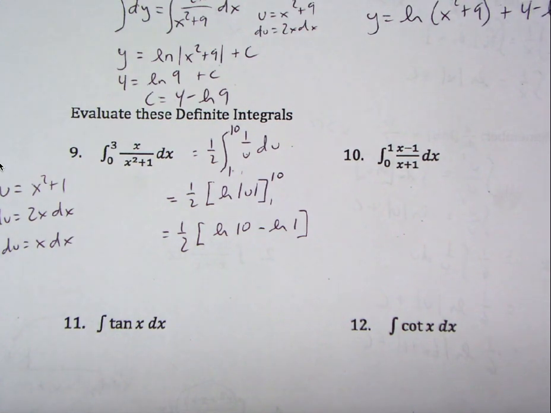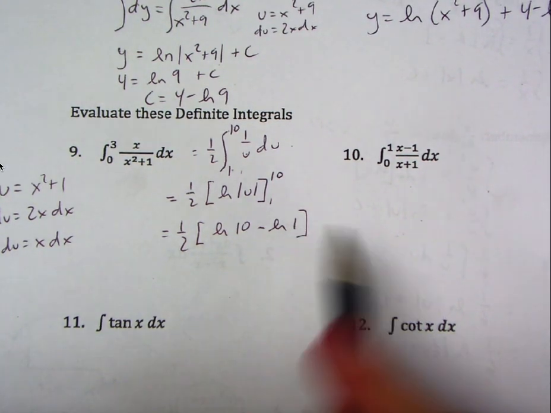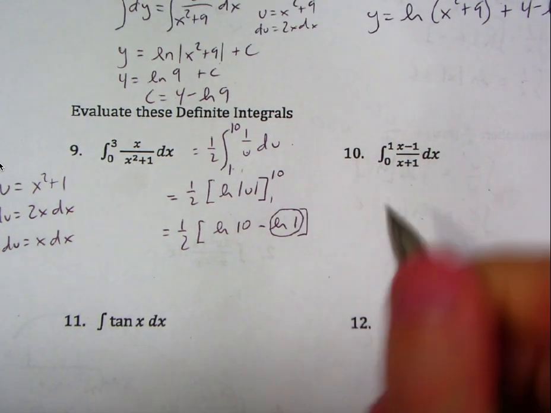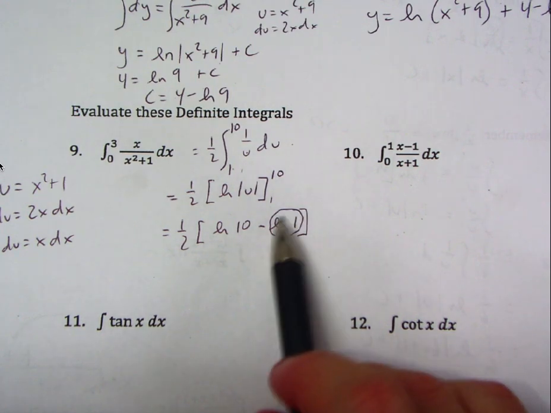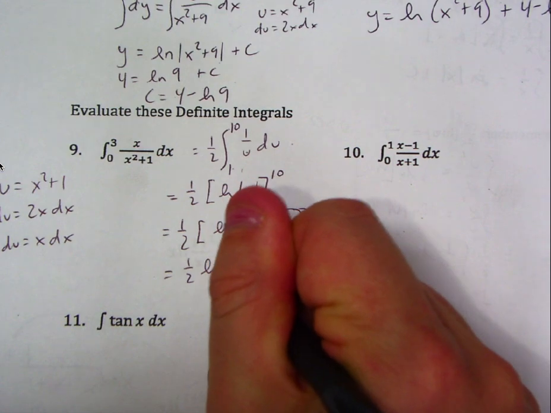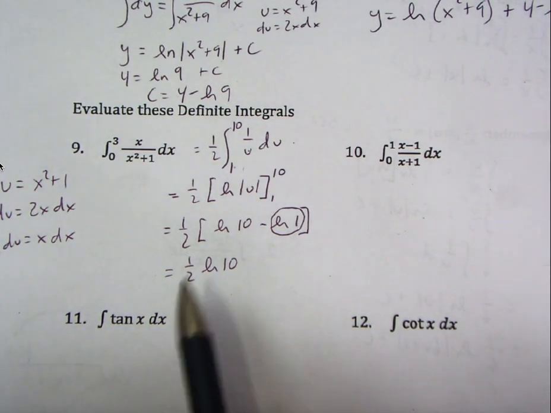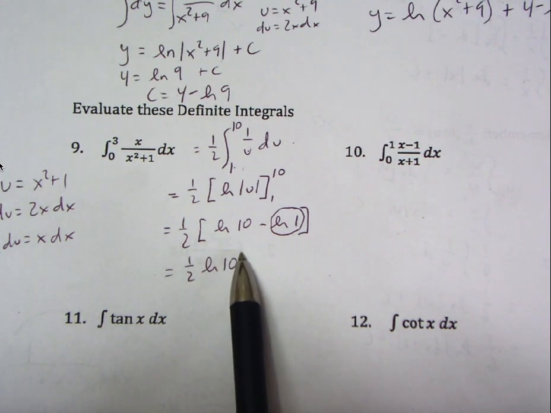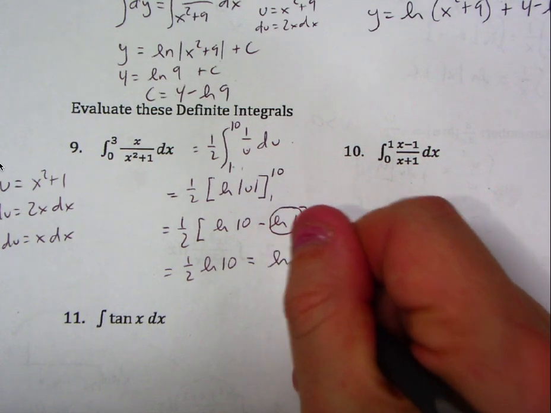And then going back to our log properties, anytime you have a log of 1, regardless of the base, this is 0. Because this is really saying e to what power gives you 1, and this is 0. So it goes away. So we really just have 1/2 times natural log of 10. Which is one way they might write the answer. They might put the 1/2 up as a power. Remember a log property, you could put the 1/2 as a power. And they might write it like this.